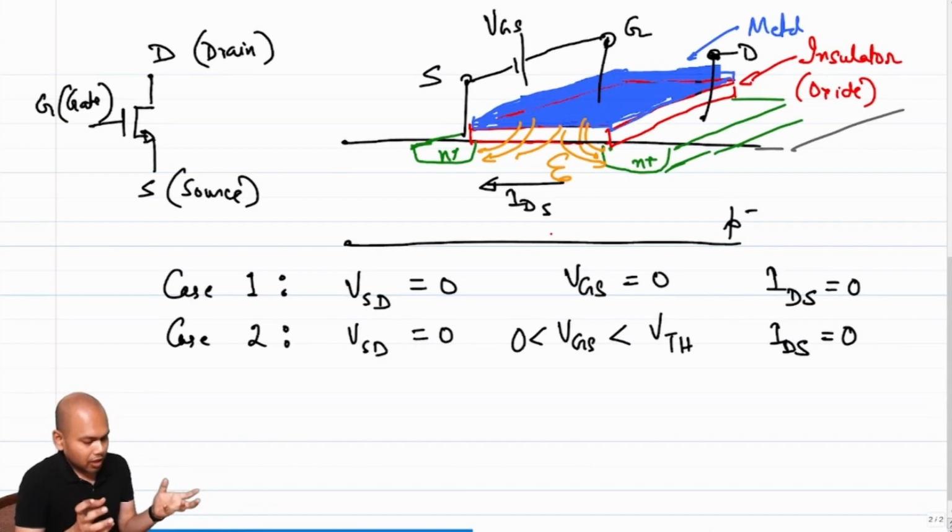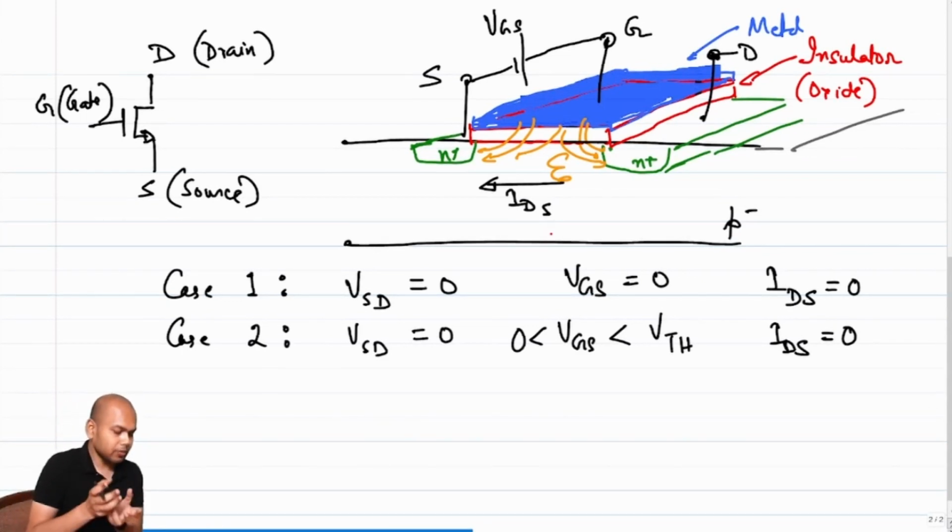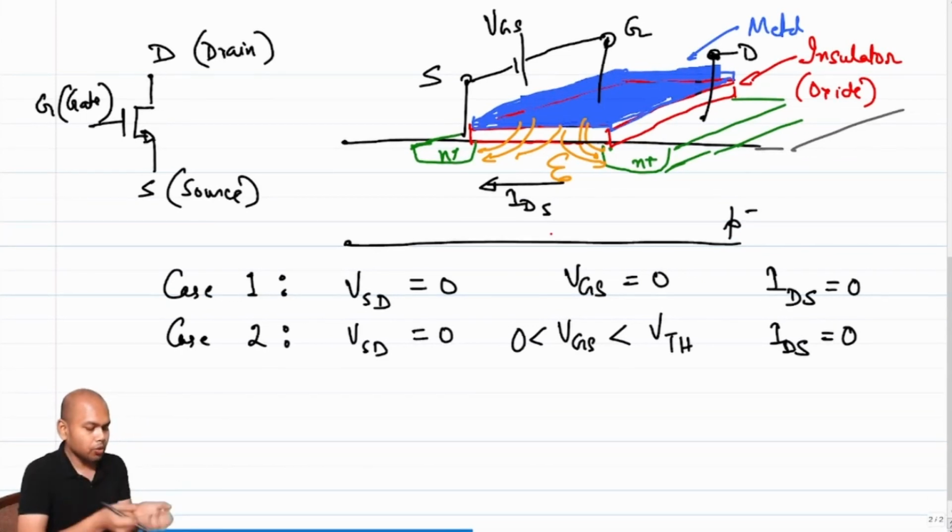Now what is the effect of this electric field? It will try to attract electrons underneath the oxide. It's almost like a capacitor: you have a metal plate on top, an oxide or insulator in between, and something at the bottom. On the two sides of the bottom you have some N plus regions, which are full of electrons.